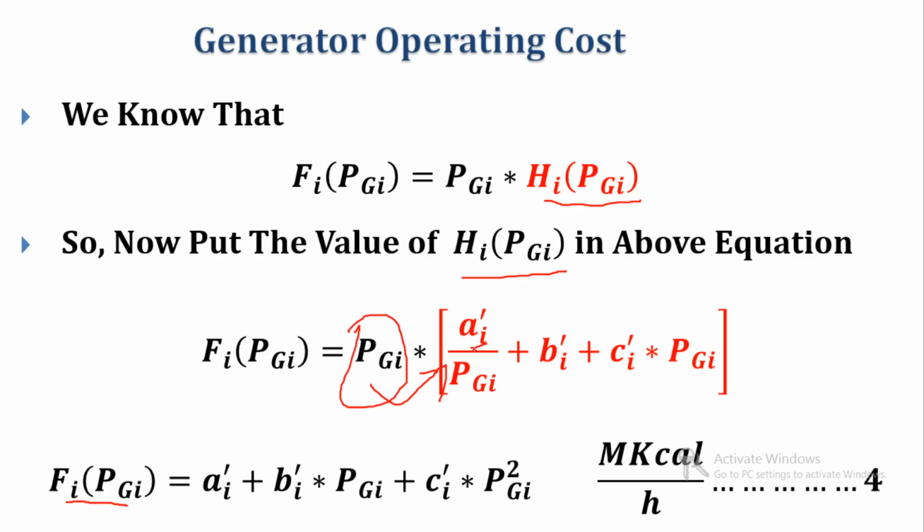So over here the remaining term will be Ai dash plus Bi dash into Pgi plus Pgi multiplied with this term. So over here Pgi into Pgi becomes Pgi square. So the final equation of Fi of Pgi equal to Ai dash plus Bi dash into Pgi plus Ci dash into Pgi square. So this is our next equation, equation number 4.